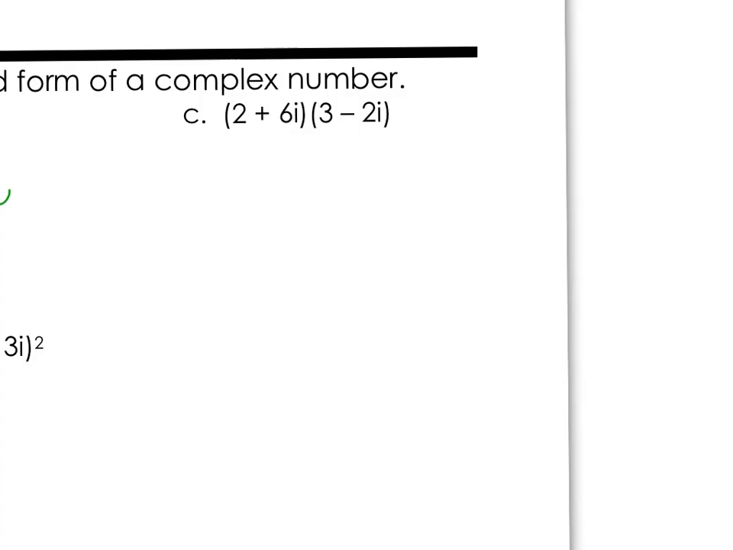In this example, we have two complex numbers that we're going to FOIL. I'm going to start with the 2 and distribute it to the 3. 2 times 3 is 6, and then I have minus 2 times 2i would be -4i, or 6 minus 4i. And then I'm going to take my 6i and distribute it to both parts. 6i times 3 is +18i. And again, watch what happens here, everybody. 6i times -2i would be -12i squared.